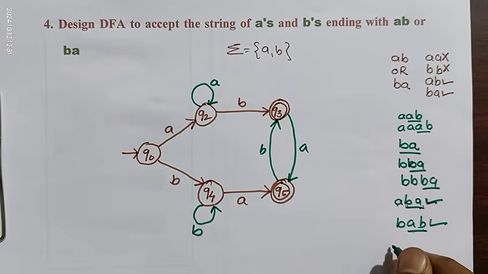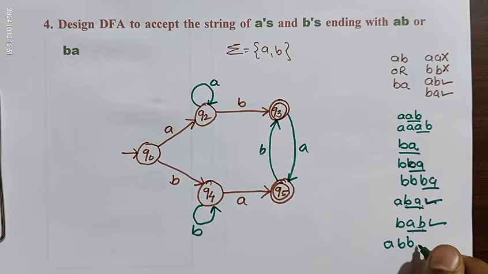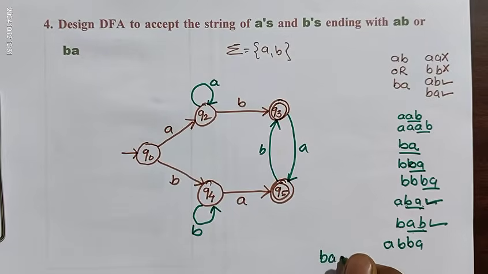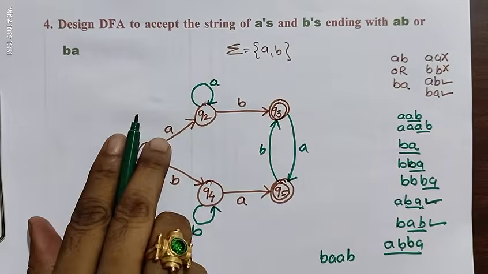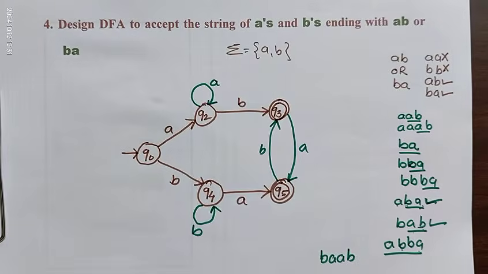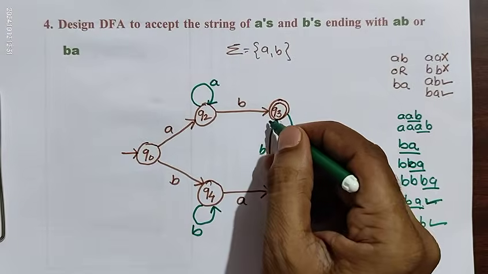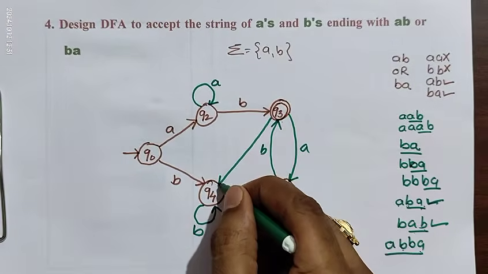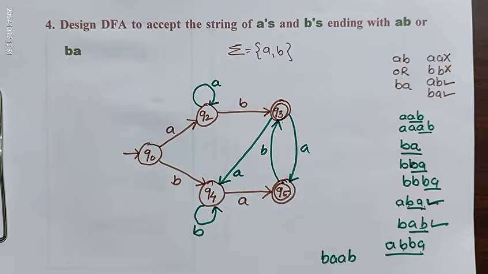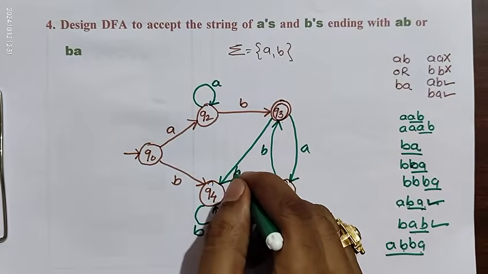Suppose the length of the string is 4, and maybe A, B, B, A or B, A, B. First we check this string, A, B, B, A, B. From this we need one transition on B, then A. This A is already there. This means from Q3 to Q4 on input symbol B.